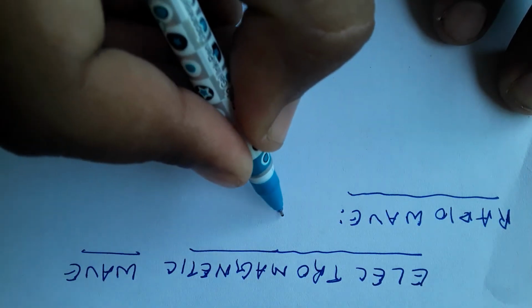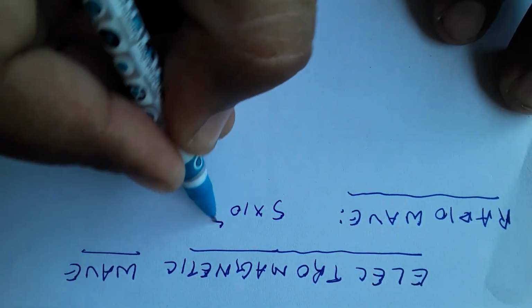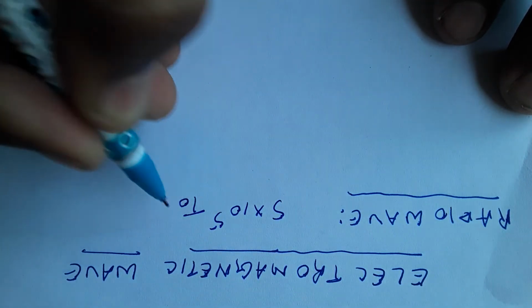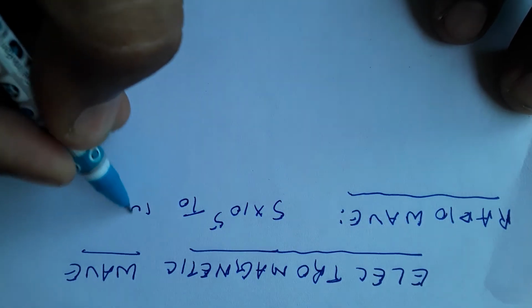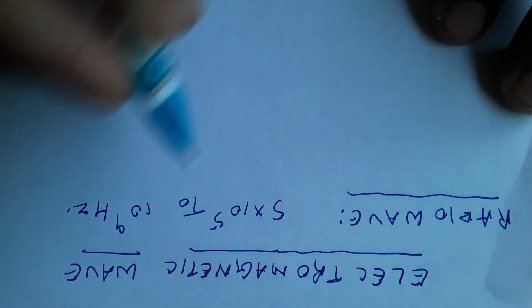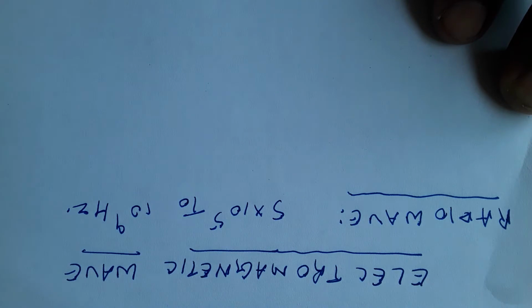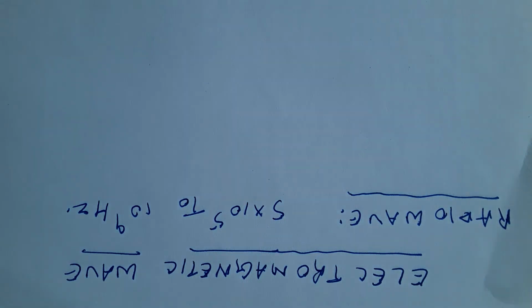The frequency range of this is 5 × 10^5 to 10^9 hertz. What are the uses of radio waves? These are used in wireless communication, and these electromagnetic waves are used for amplitude modulated waves.